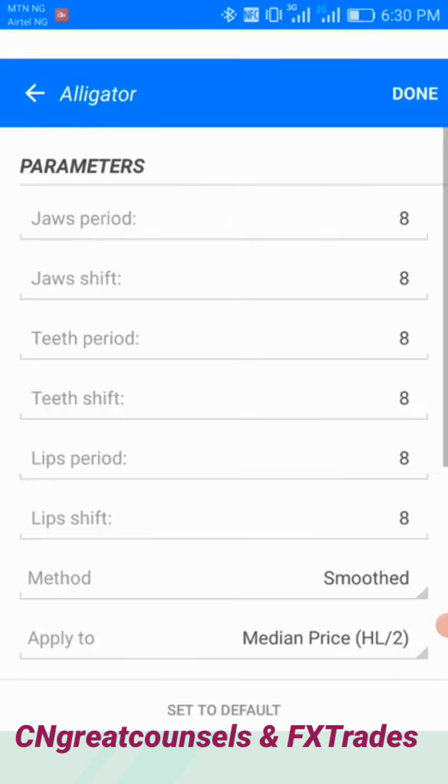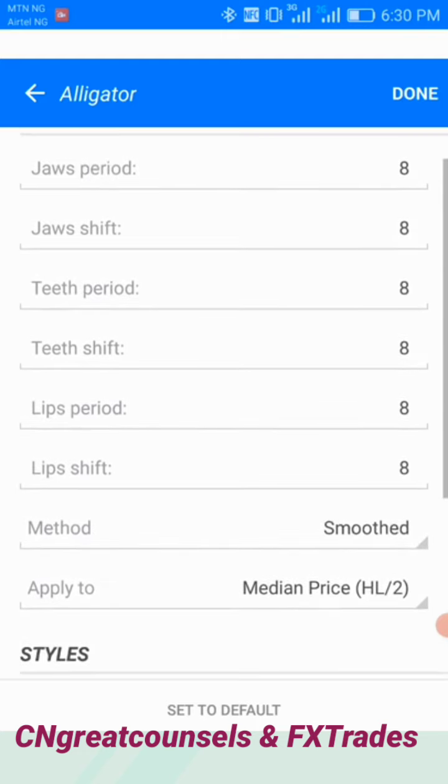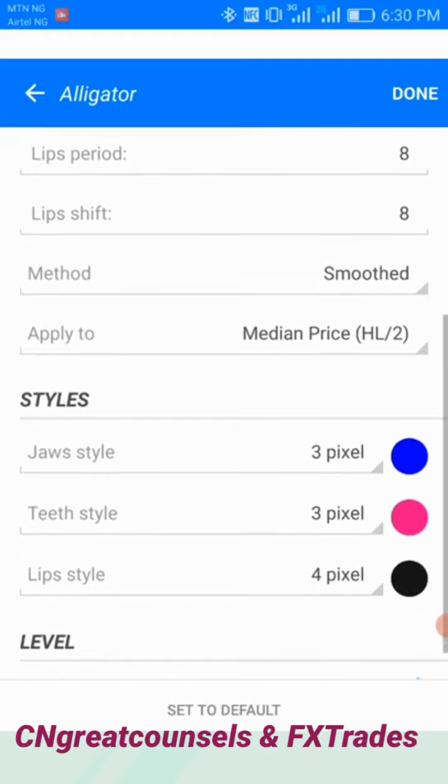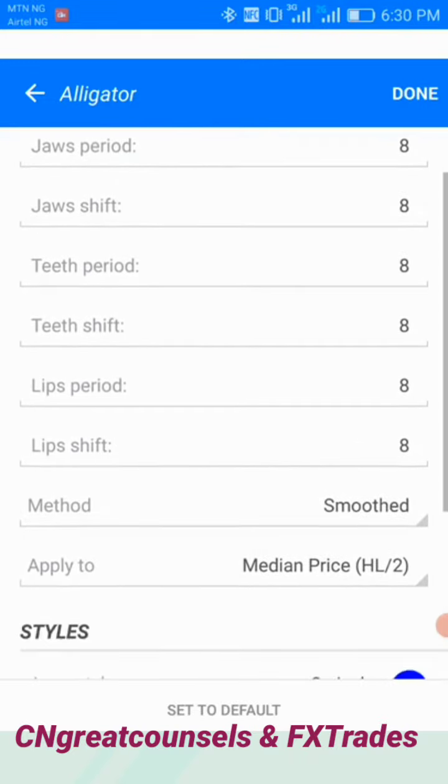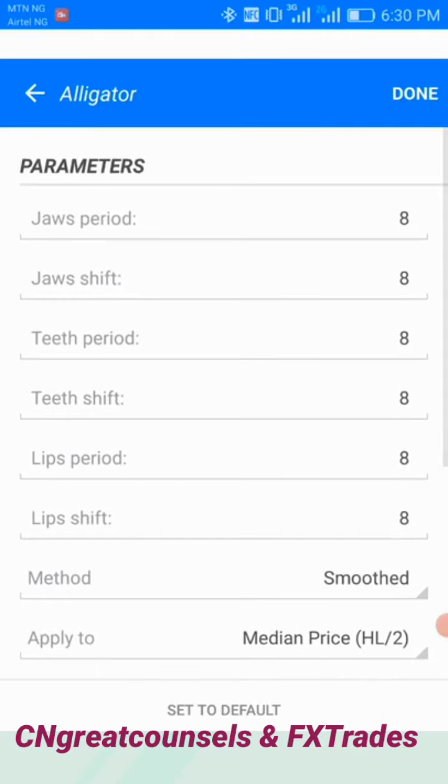Then the alligator, oh god, this is the setting. Give absolute attention to this now, this and the envelope, because these are the strategies. These two indicators are the main strategies.